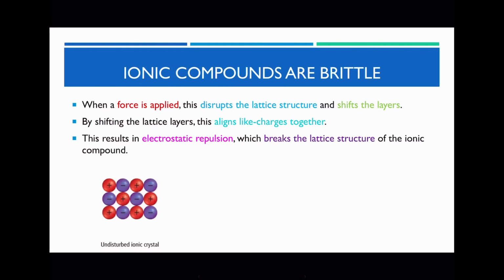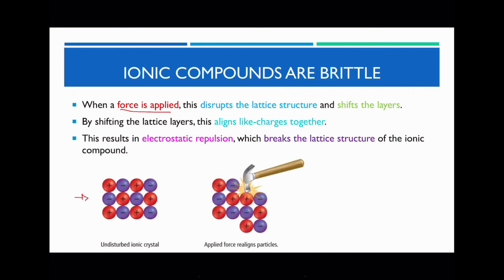Ionic compounds are brittle. Now, what I have over here is a really good diagram that explains why ionic compounds are brittle. Over here, this is the ionic structure of an ionic compound in the solid state. Now, when you apply a force, so let's say I've got a hammer and I've applied a force onto the actual crystal structure, this disrupts the layer structure and shifts the layers. So over here, you can see that I've moved these two layers down one slot, okay?